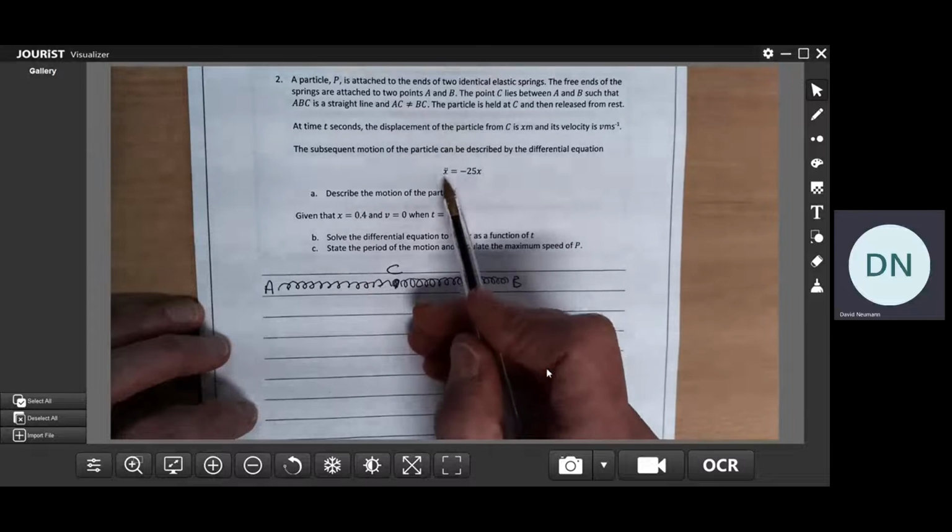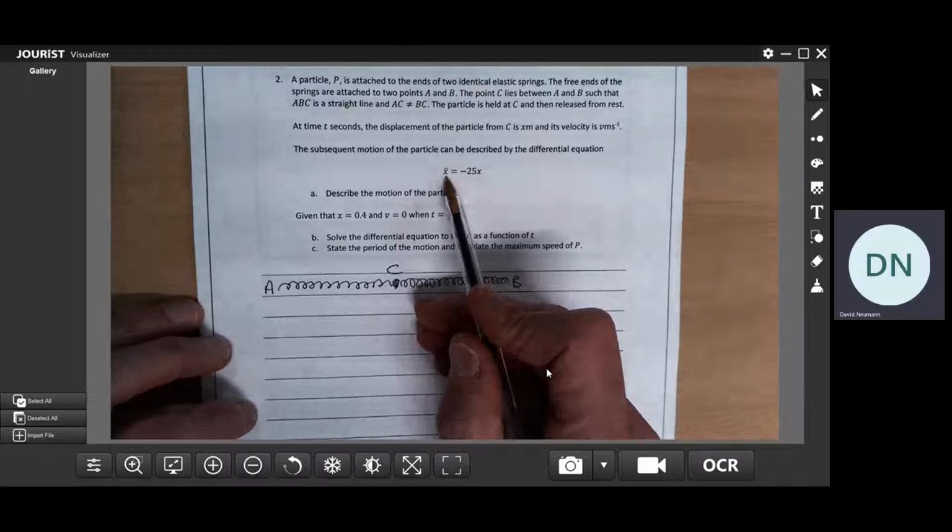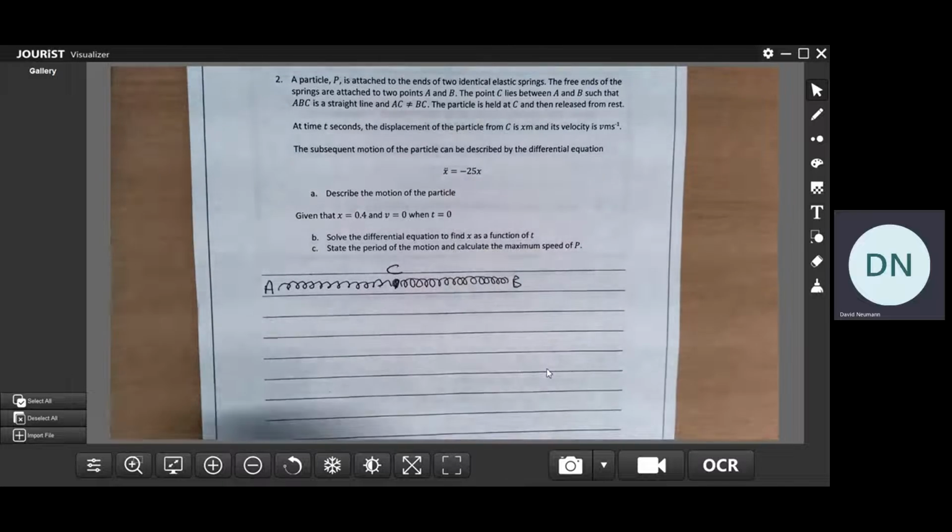So the subsequent motion of the particle can be described by this differential equation. Remember that x double dot means d2x by dt squared. This is a notation that we use when we're differentiating with respect to time.